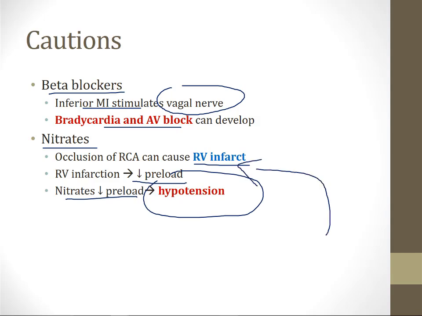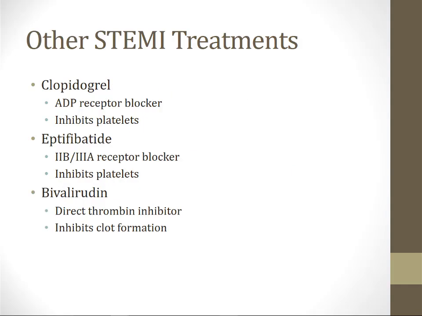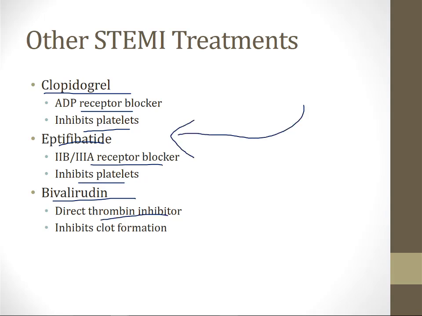Some other STEMI treatments that you will sometimes see used include clopidogrel, which is an ADP receptor blocker that inhibits platelets. Eptifibatide is sometimes used. It's a 2B3A receptor blocker that inhibits platelets. And bivalirudin is also used, which is a direct thrombin inhibitor. And I talk about all these drugs in the hematology section.